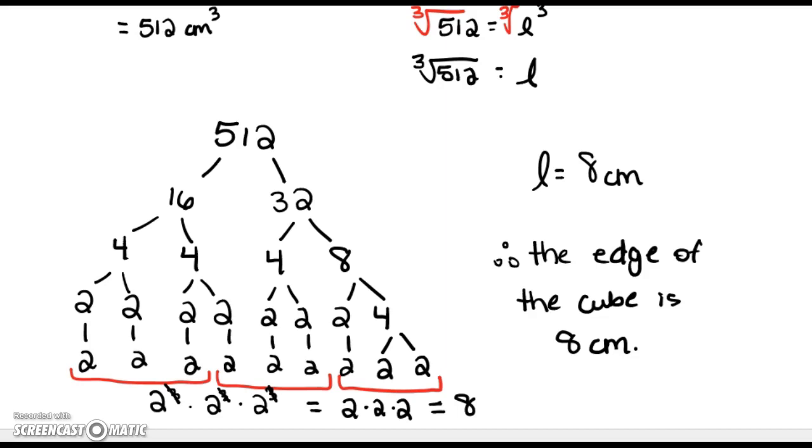All right, so that might be a lot to process. One thing you could do to make sure you have the work right is put 8 cubed into your calculator. So 8 to the power of 3 into your calculator, and you should get 512.